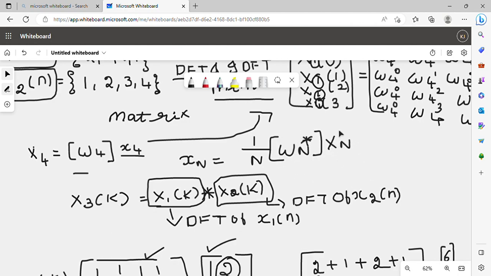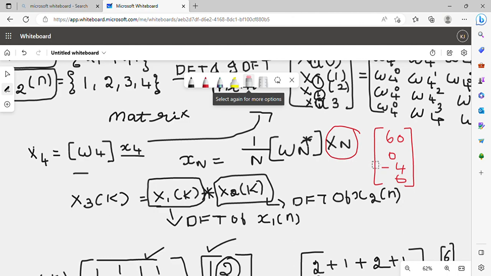This x of n, please do remember, is what we got now. That is 60, 0, minus 4, 0, right? That only you are going to multiply: 60, 0, minus 4, 0, right? That is what I am trying to tell you. Yes, so that matrix is supposed to be written over there, right?